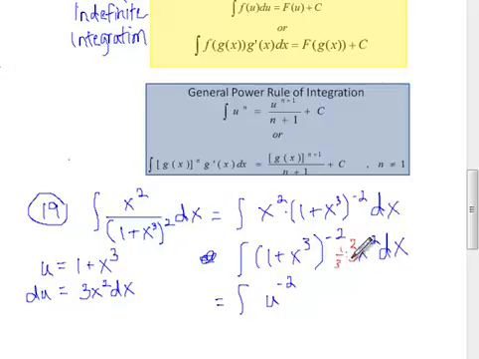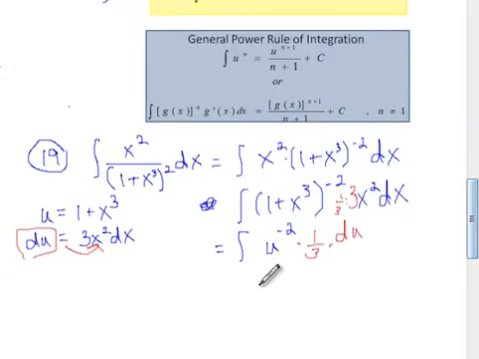But what I've allowed myself to do is I have this 1/3 in there, and then times, here's my 3x to the second dx. Now I can sub this in for that 3x squared dx. So now I can put a du. So once again, because the order in which you multiply does not matter, what I have is 1/3 u to the negative 2 du. Okay, and now this is just going to follow all those old rules that we have.